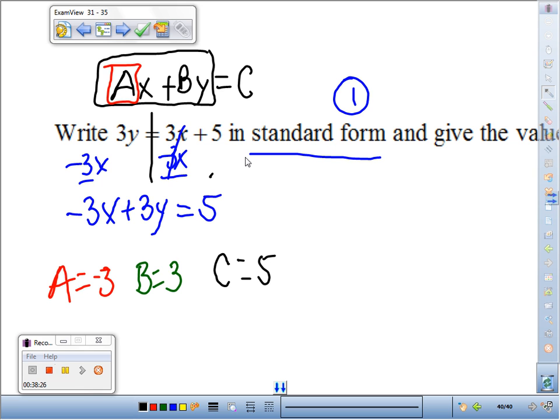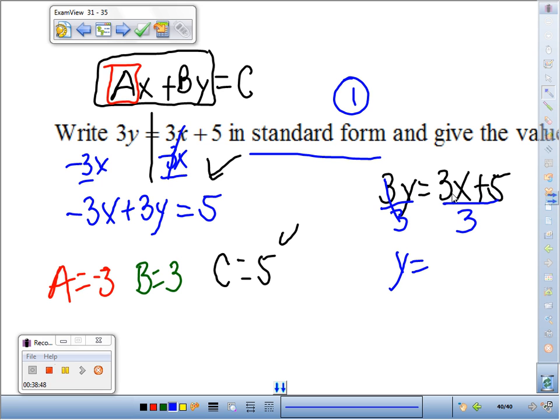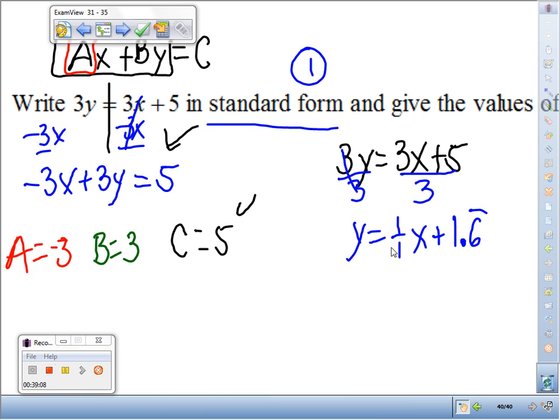So we're done with two parts. Now they need us to describe it. That means we need to solve this for Y. So I'm going to rewrite the original right here. And we need to solve for Y. So what do I do? Divide by 3. Y equals 1x plus, what is 5 divided by 3? 1 and 2/3 or 1.6 repeating. So, let's describe this. Look up, please. What kind of slope is this? What kind of slope is it?